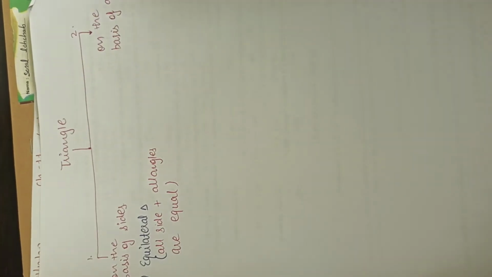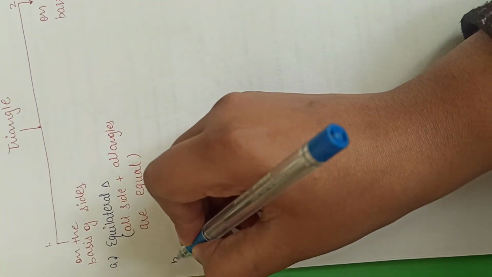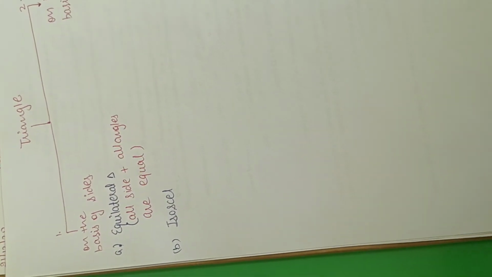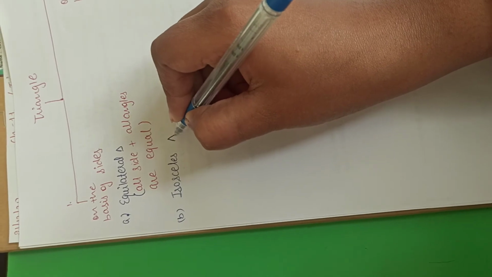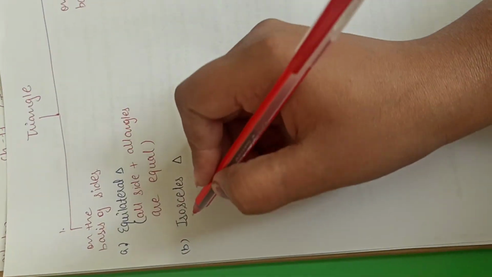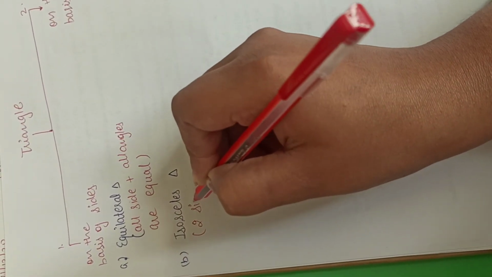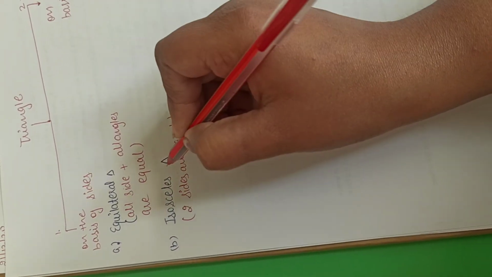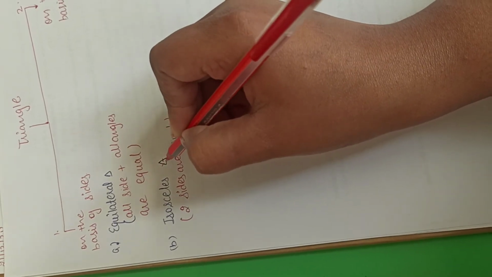Right? Now, after equilateral, second one is isosceles. B part is isosceles triangle. What is there in an isosceles triangle? A triangle in which two sides are equal. Like this one and this one are equal, and any two sides are equal, that is called the isosceles triangle.